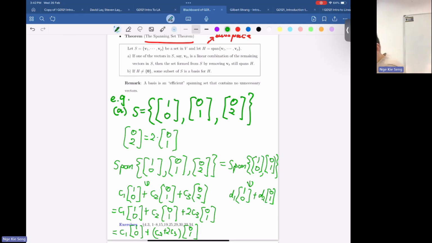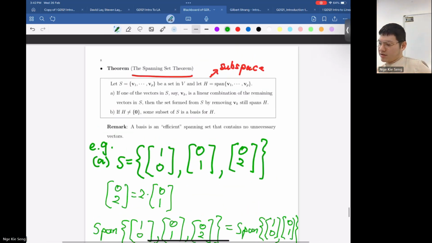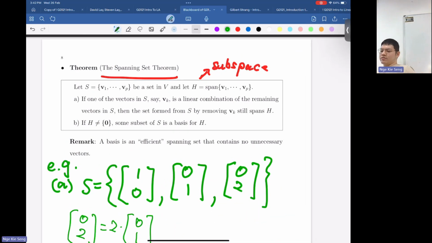And then part B says what? If H is non-zero, some subset of X is a basis for H. This is obviously true. It just says that you can reduce the number of vectors inside your X to be a basis. Why? Because this set of vectors already spans H, right? So what else do you need to check?